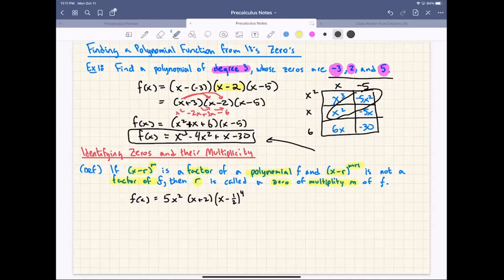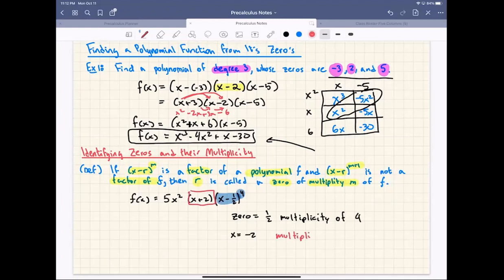Let's look at our first factor here, x minus 1/2 to the power of 4. To find the zero, it's going to be the opposite, so the zero here is 1/2. It has a multiplicity of 4. We also get x equals -2. That's the other zero, and that one has a multiplicity of 1.